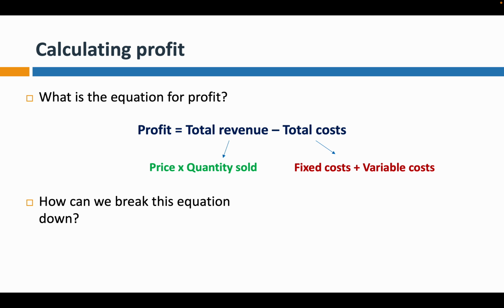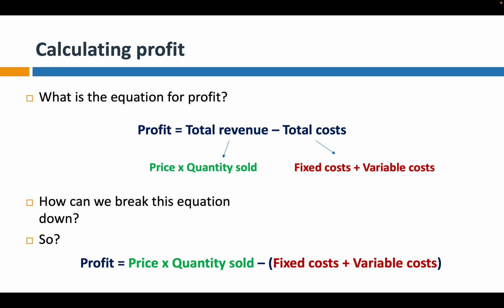Total revenue can be broken down into price times quantity sold, because that's how you calculate it. Total costs can then be broken down into fixed costs plus variable costs. So if I put it back together, profit can also be calculated as price times quantity sold minus brackets fixed costs plus variable costs. There is a reason why I'm putting it in brackets. You'll see later.